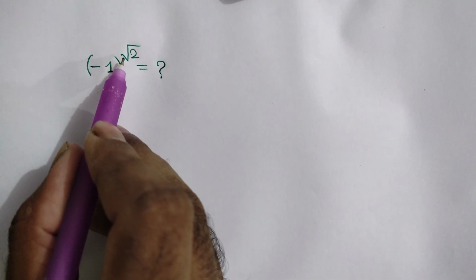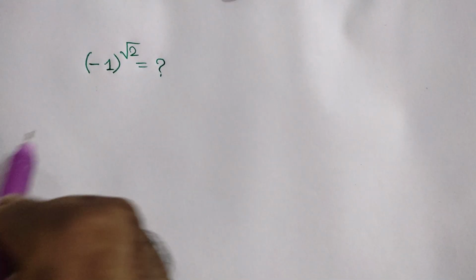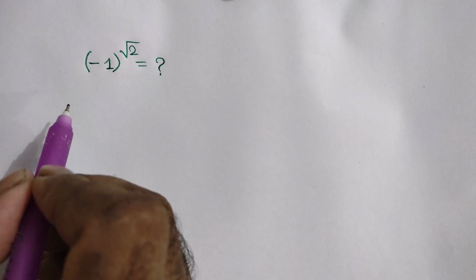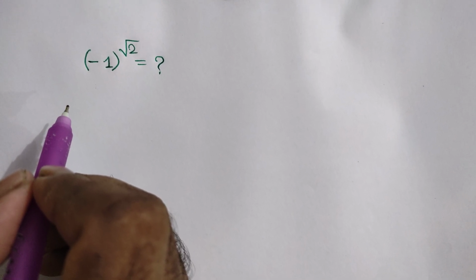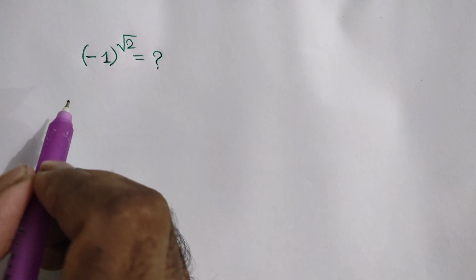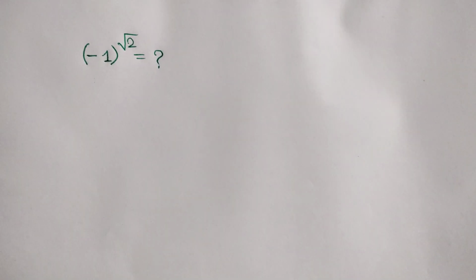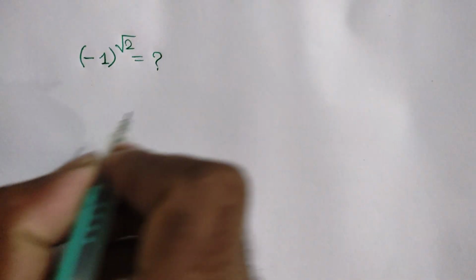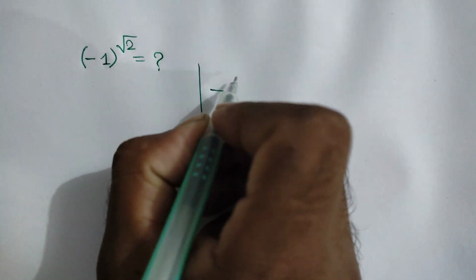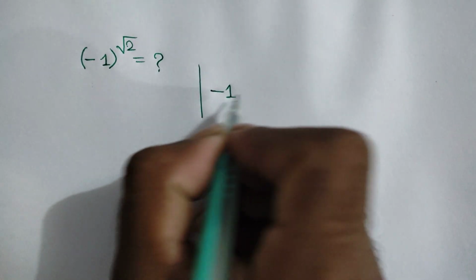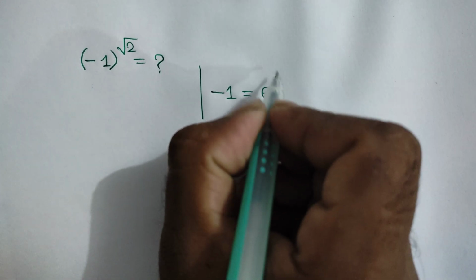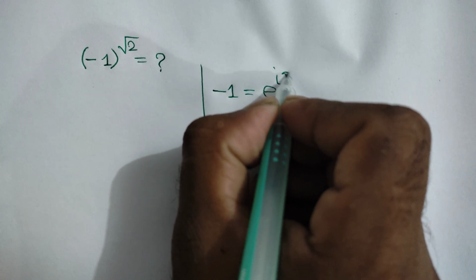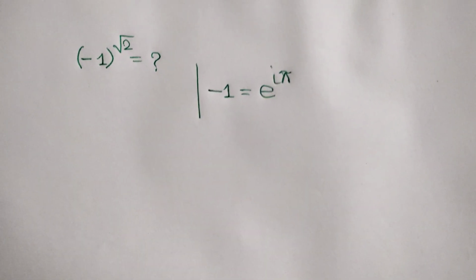Negative 1 to the power square root of 2 is equal to what? For real numbers, a negative number raised to a non-integer exponent is not a real number. So we must consider complex numbers. In complex numbers we know that the square root of negative 1 is equal to e to the power i pi. This is from Euler's formula.